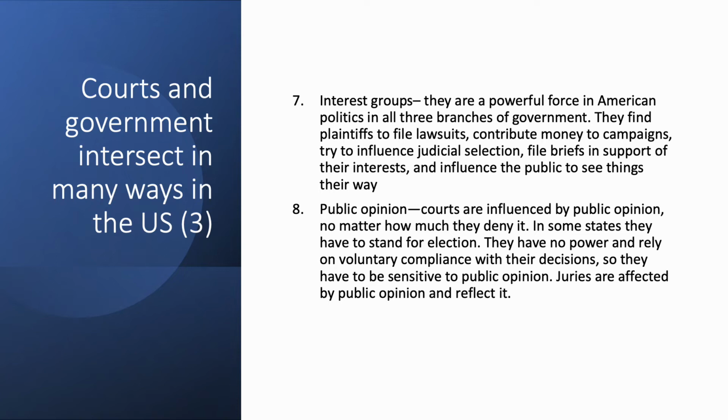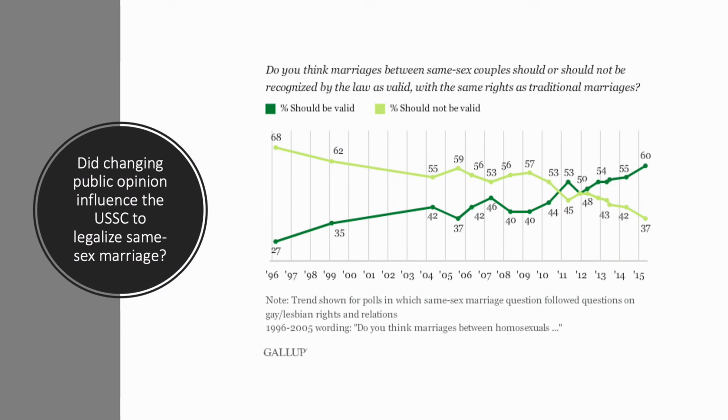And also, there's another intersection of courts and government: public opinion. Political scientists believe that the courts are influenced by public opinion, no matter how much they deny it. Of course, there are some states where judges are elected, but even if they're not, keep in mind that courts have no power to enforce their own decisions. And so they depend on compliance. They depend on our respect for the institution of the judiciary. And so they have to be a little bit careful what they do.